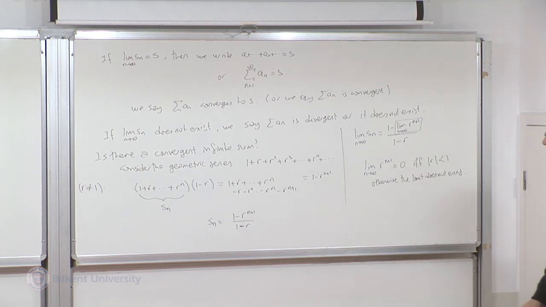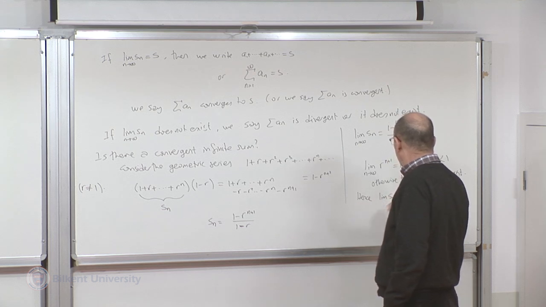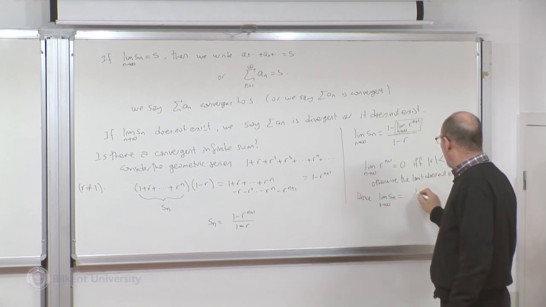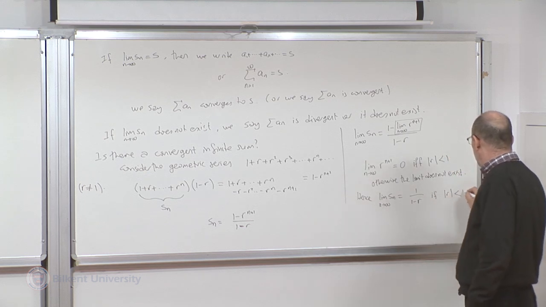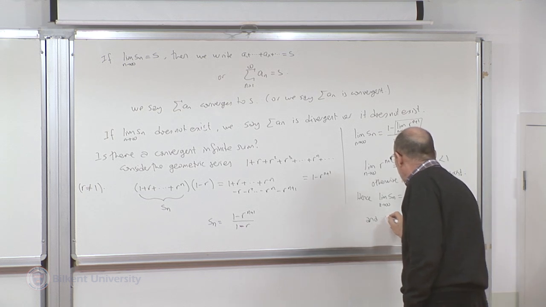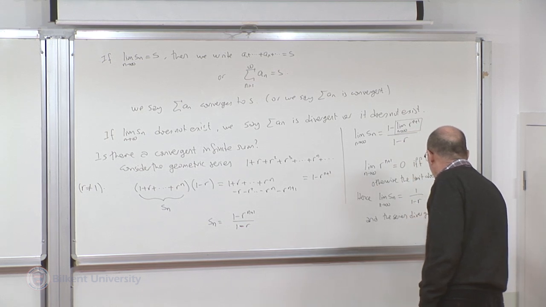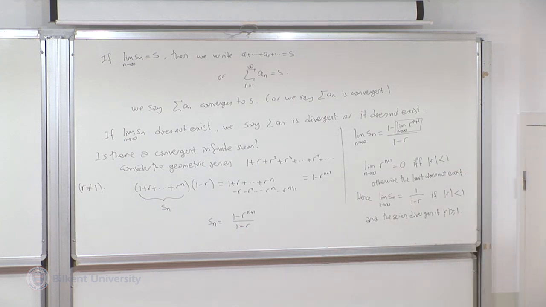Okay, so now we put that here. Hence, the limit of the sequence of partial sums as n goes to infinity is equal to 1 over (1 minus r) if the absolute value of r is strictly less than 1, and the series diverges if the absolute value of r is larger than or equal to 1. Okay, so there are infinite sums which add up to a finite number.